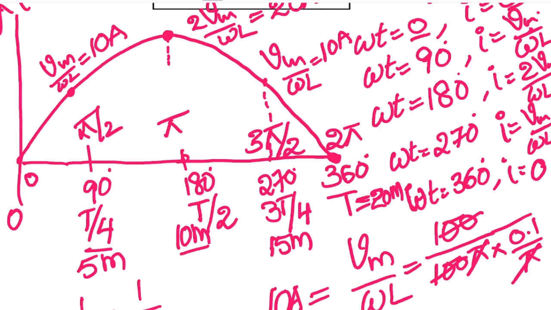That is, 360 degrees means 20 milliseconds. Now, whatever the question they have given in the GATE exam, the current waveform should follow this way: a 20 millisecond duration, and at 10 milliseconds it should be 20 amperes.